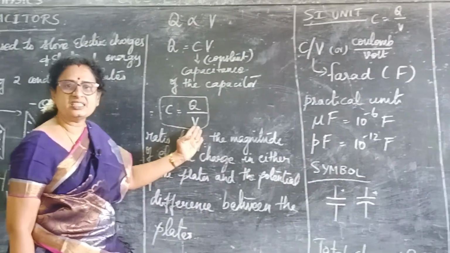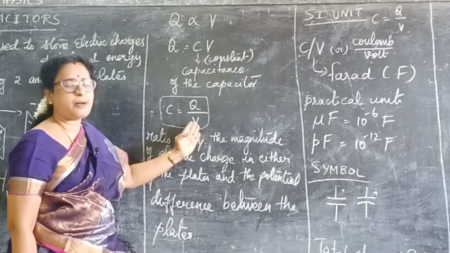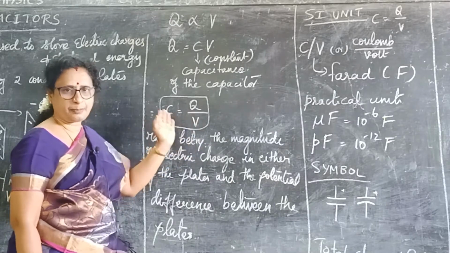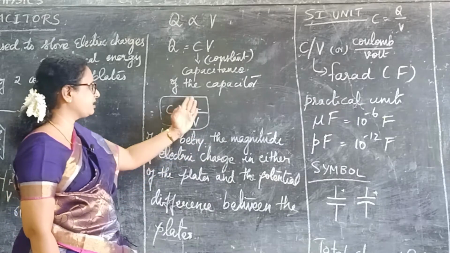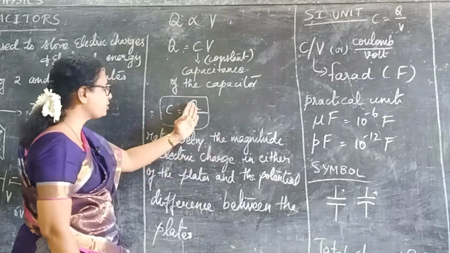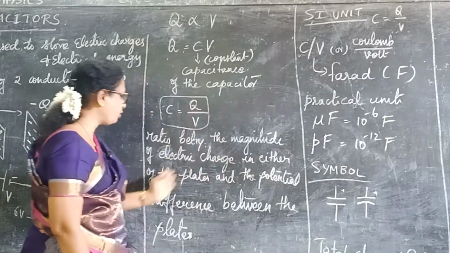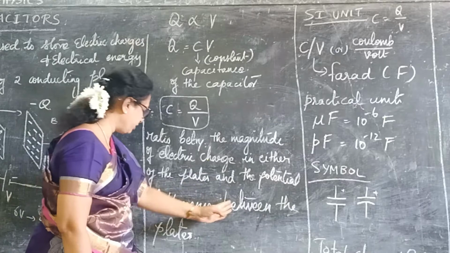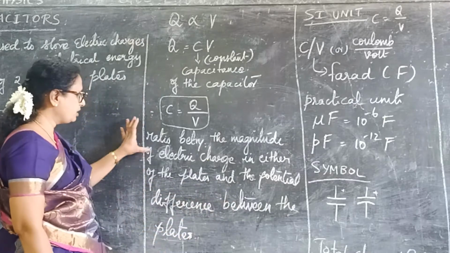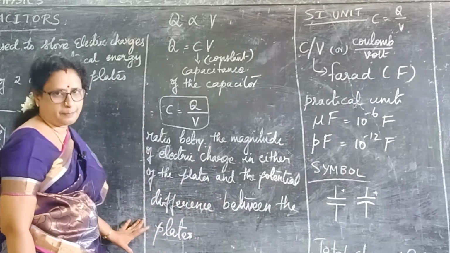And what is this V? V is the potential that is applied. So how will you define the capacitance of a capacitor? It is defined as the ratio between the magnitude of the electric charge in either of the plates and the potential difference between the plates. So this is the definition for capacitance.